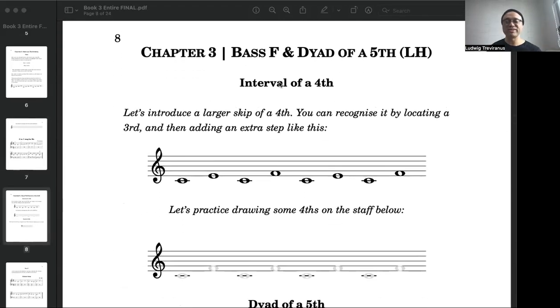What if we jump to chapter 3? Because now they understand what a skip is. You can teach them what a fourth is. So it's a skip plus a step. So have them drawing skips and then have them adding one note extra as a step to make a fourth. So they can identify that. Check.